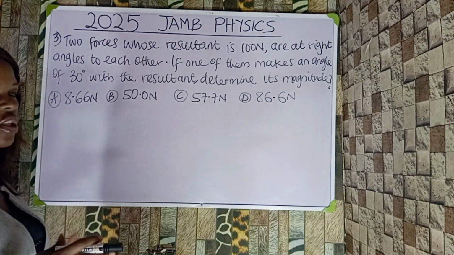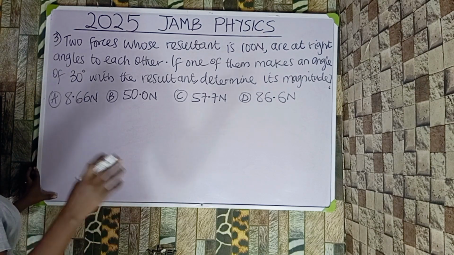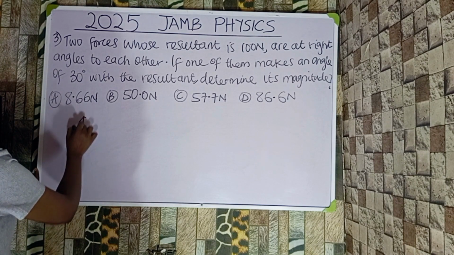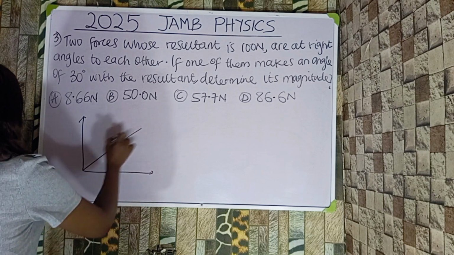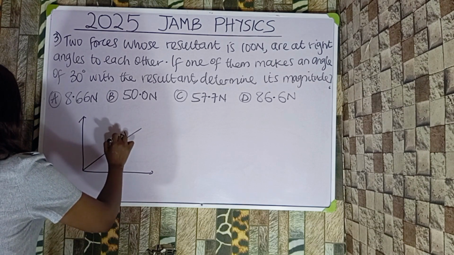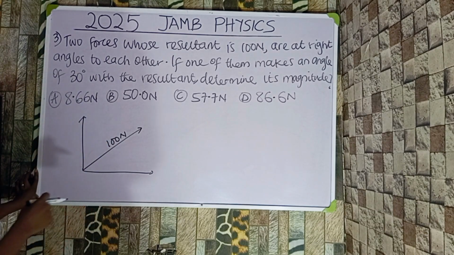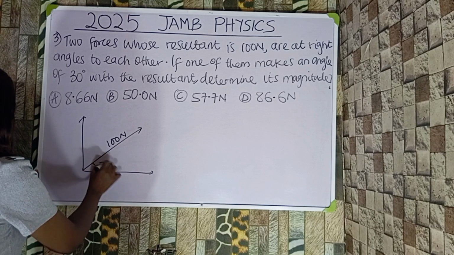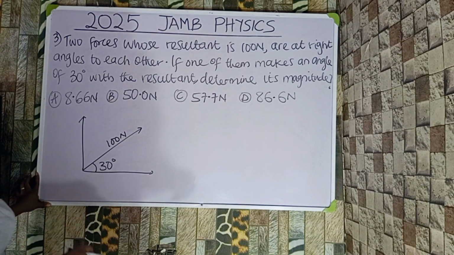Before we can choose the correct option, let's analyze the question. We said two forces have a resultant of 100 Newton. So I have this. Now this is the resultant of 100 Newton, and this is a vector. If one of them makes an angle of 30 degrees with the resultant, I will choose this because this is a resolution of vectors. Most angles are inclined to the horizontal component. So what is the magnitude of this vector?